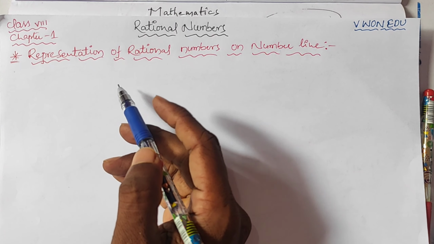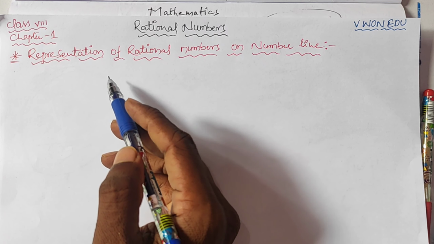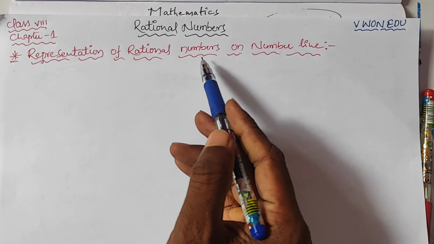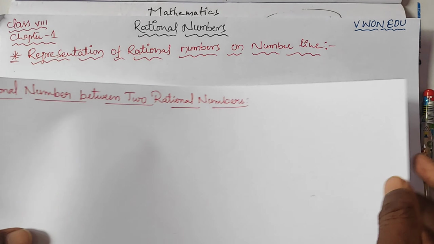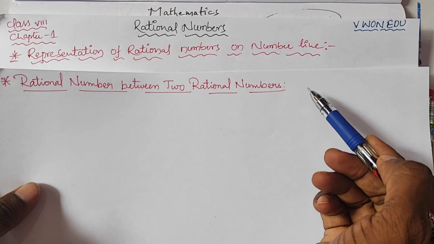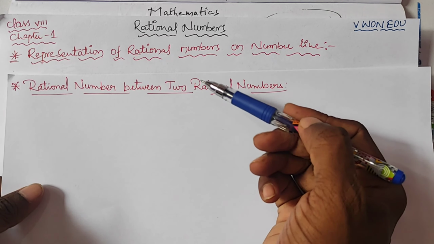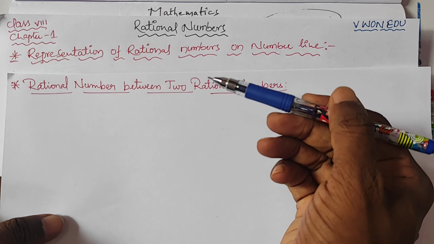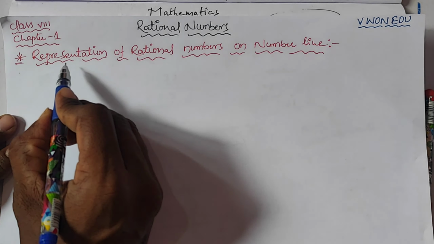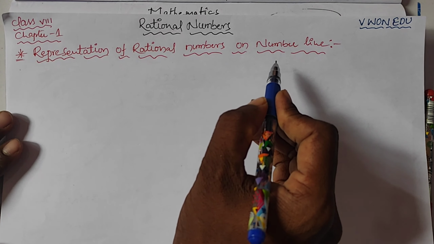Today we are going to discuss two topics. The first one is the representation of rational numbers on the number line, and the second one is rational numbers between two rational numbers. These two topics we'll discuss, and then we'll move to exercise 1.2. First one is the representation of rational numbers on the number line.